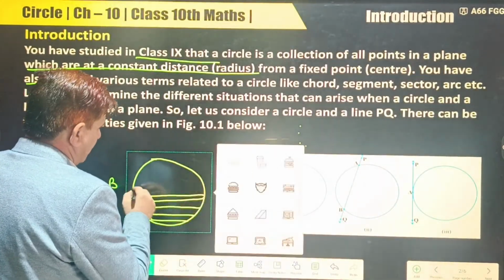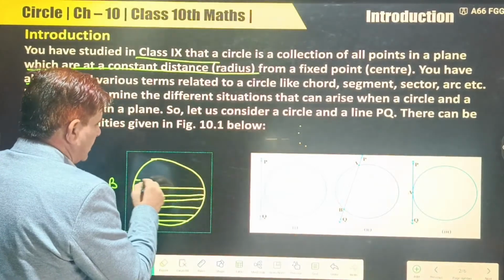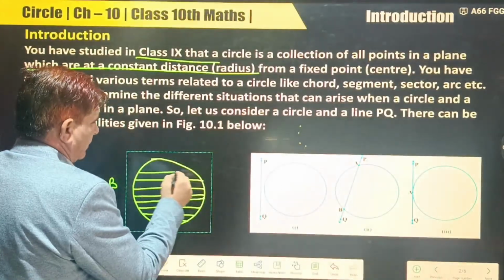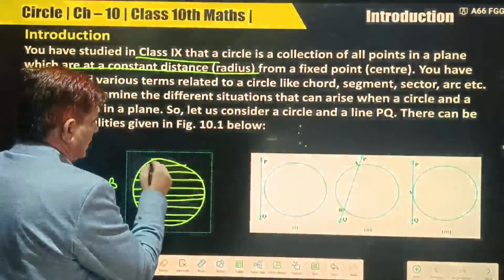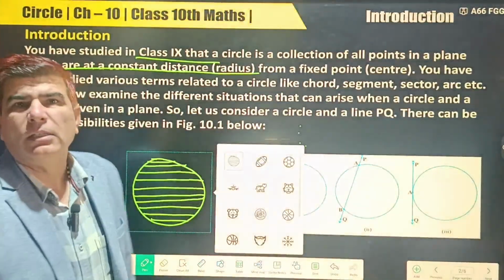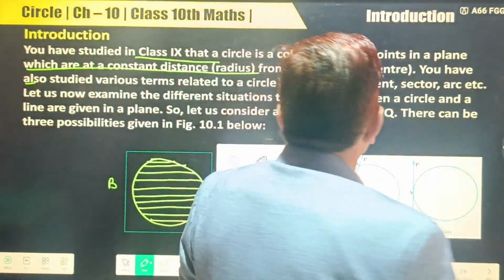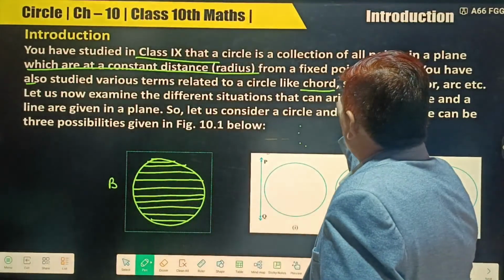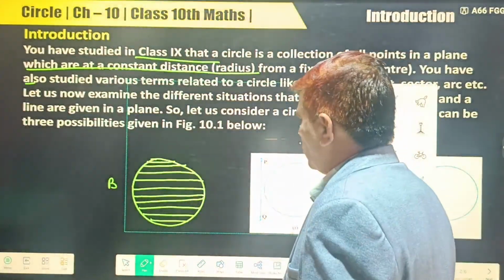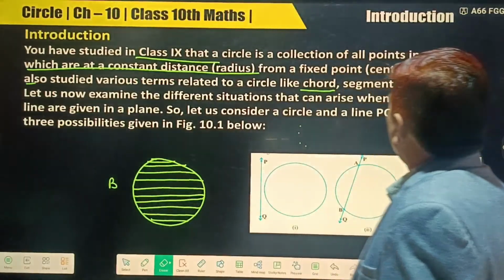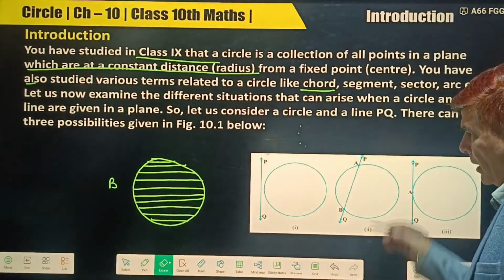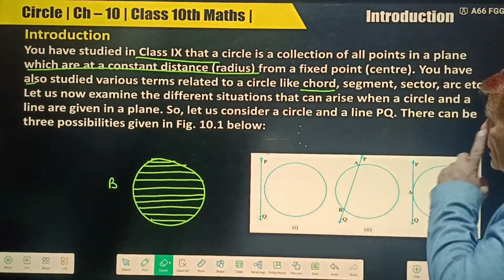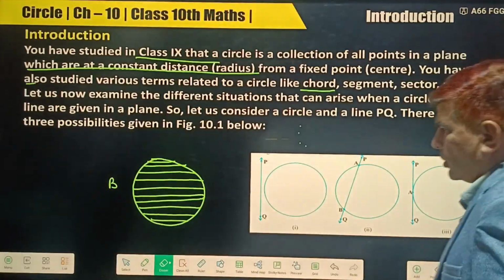And we can say diameter is the longest chord of the circle. Understood? So I think you know about what is a chord. All of you know. Then segment, and sector also in a circle. First I want to tell about sector.